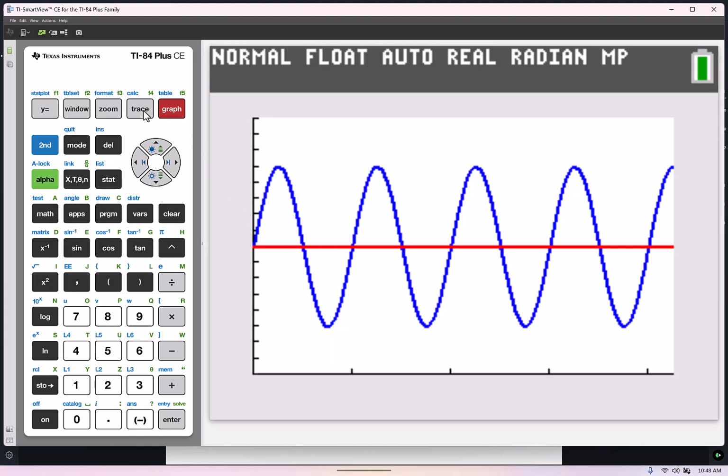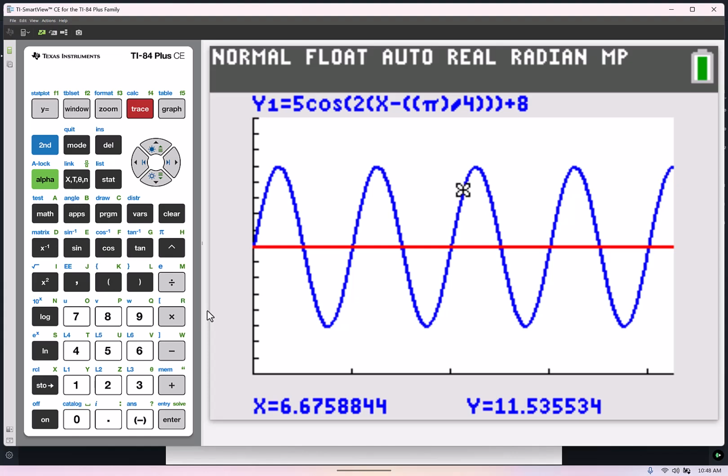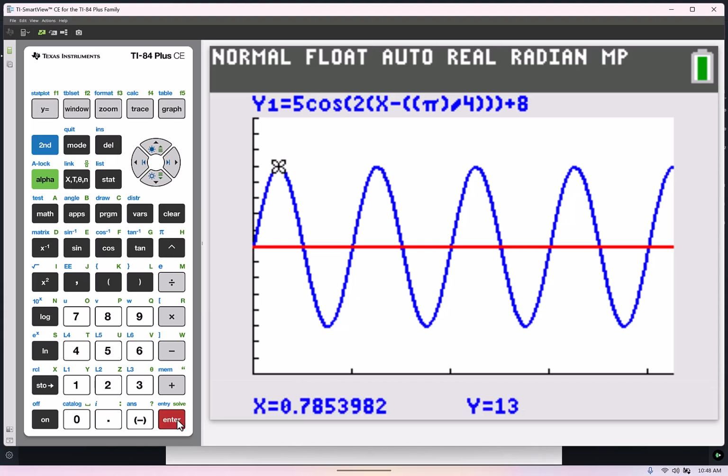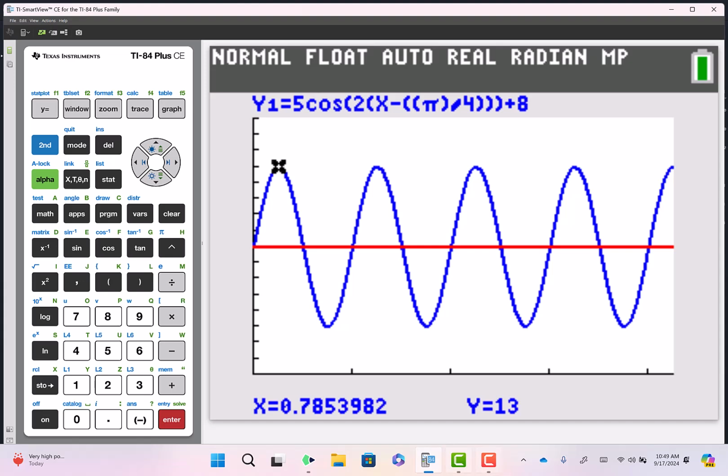Push the trace button. I know that I have a max at pi over 4. So I'm going to insert pi over 4 like this. Push enter. And you don't want it to say 12.999 or 13.001. You want it to just say 13. And it does.